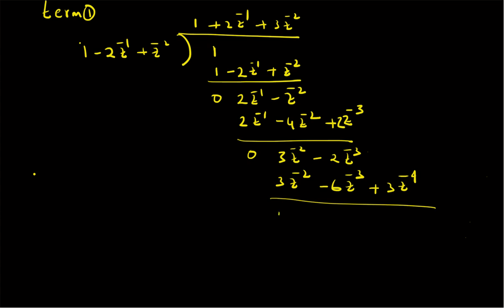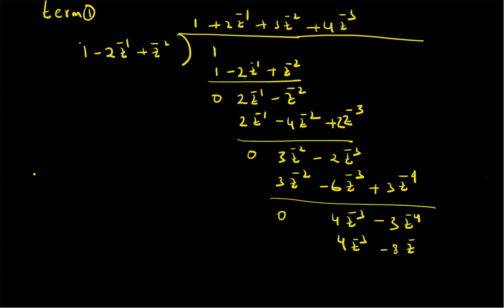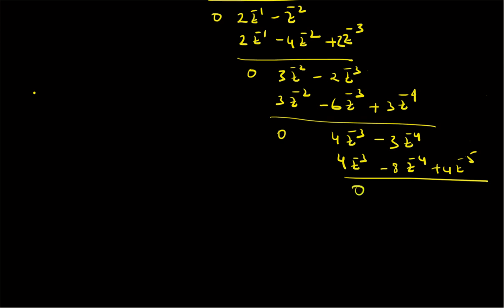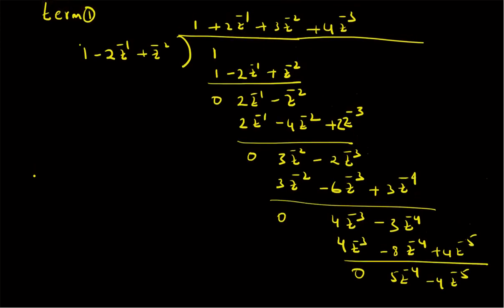Again the difference will be, first term is 0, second part is 4 times Z power minus 3 and then minus 3 Z power minus 4. So to get 4 into Z power minus 3, when we multiply with 1, we have plus 4 Z power minus 3, and then the second term will be minus 2 into 4, so minus 8 Z power minus 4, and then plus 4 Z power minus 5. So the difference is 0, and then plus 5 Z power minus 4 minus 4 Z power minus 5. So the next term is plus 5 times Z power minus 4, with the divisor 1 minus 2 Z inverse plus Z power minus 2.